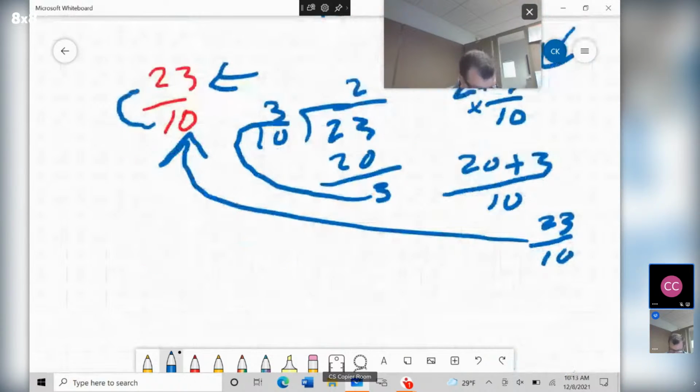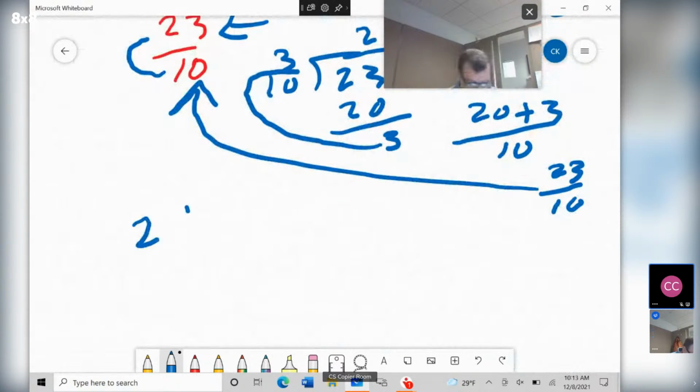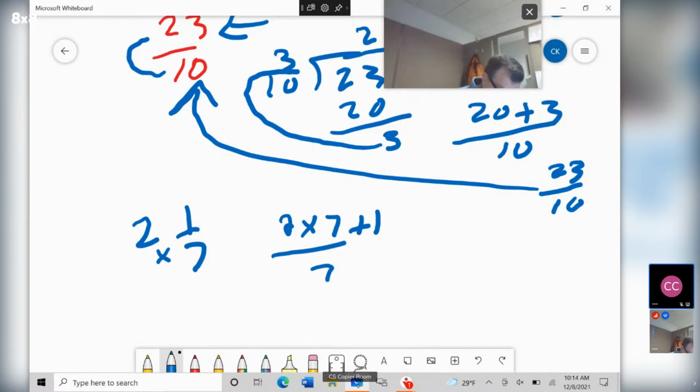Let's start the opposite way. If we have 2 and 1/7, which is a mixed number, we have a whole number and a fraction, and we want to convert that into an improper fraction. So how we do that is we multiply the denominator, the 7, times the whole number, which is 14, plus the 1. So that's going to be 2 times 7 plus 1 over 7. So what that's going to be is 15 over 7.